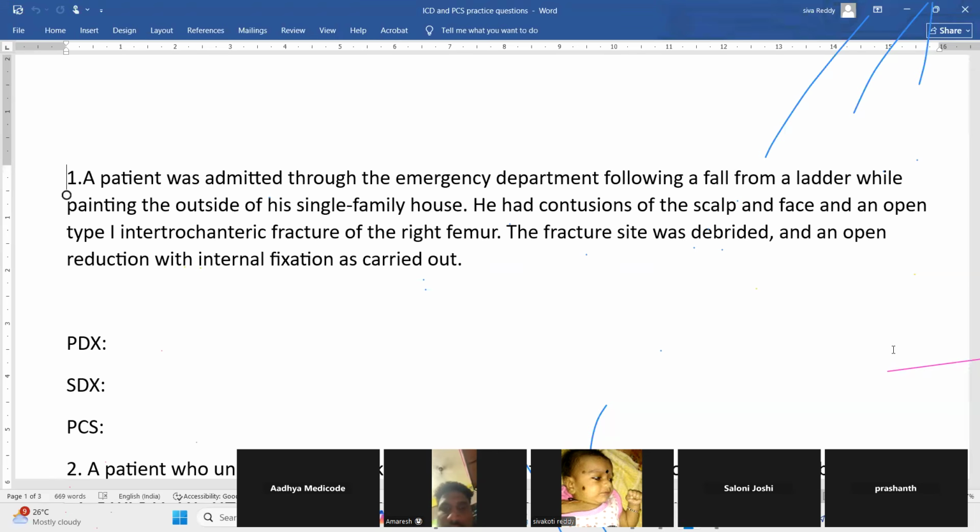0. Now, what is the body system in this procedure? Lower bones, okay? Now, what is the body part here? Femur, right femur. We need to take it more elaborately as right femur. Then, is any device placed here?